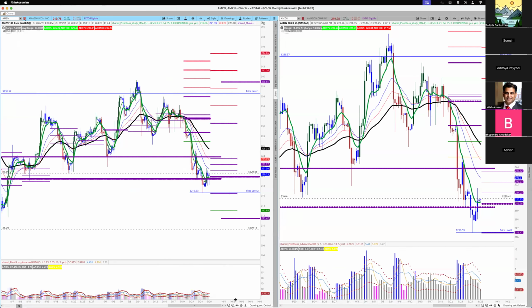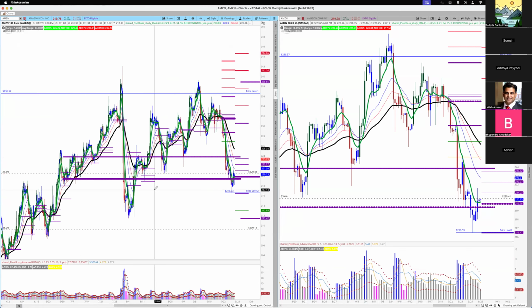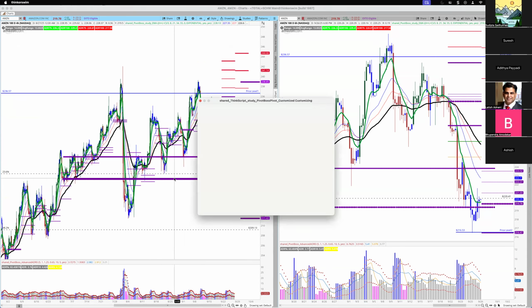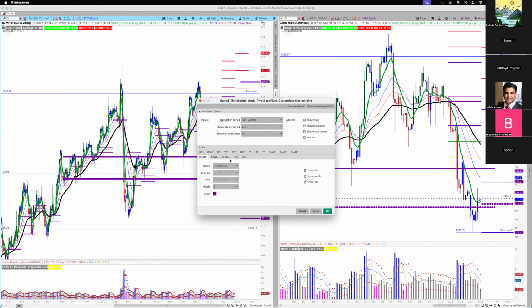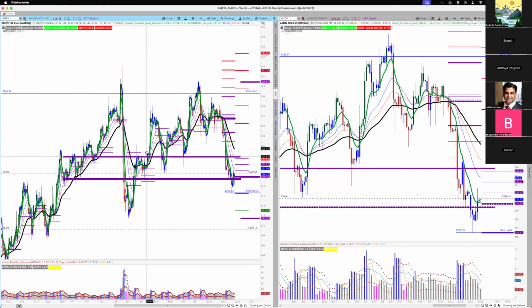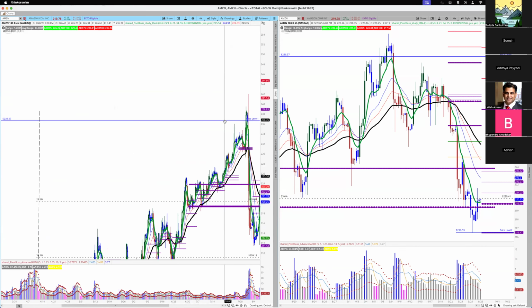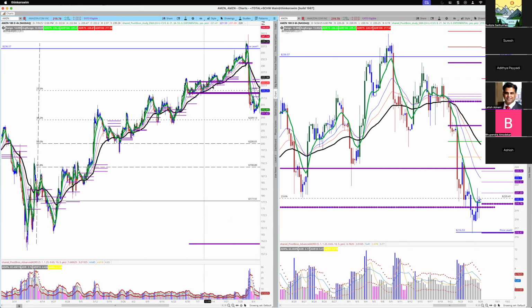Okay, let's talk about whatever we discussed so far. So this one is previous quarter high, low, and close that I'm using. This is the previous quarter level. What tool is this? Is this TradingView or what is it?